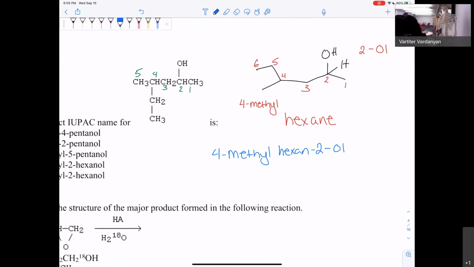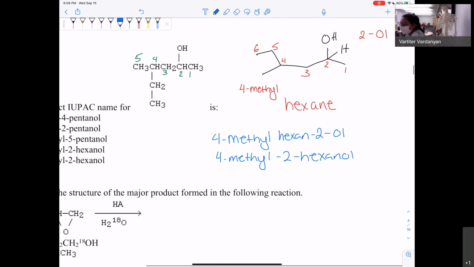Or you could write 4-methyl 2-hexanol. Either one, both of those would be equally correct. He can't give you both of those and make you pick an answer. It just depends on the day. He'll give you one or the other.